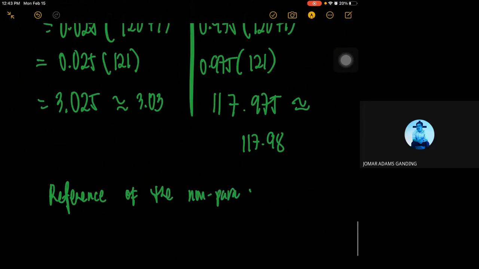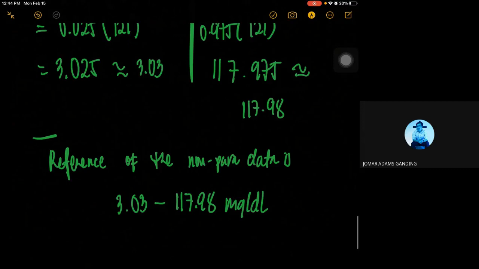So the reference range of the non-parametric data is 3.03 until 117.98, for example in milligrams per deciliter. So this would now be the reference range. Simple, correct? It's very simple.